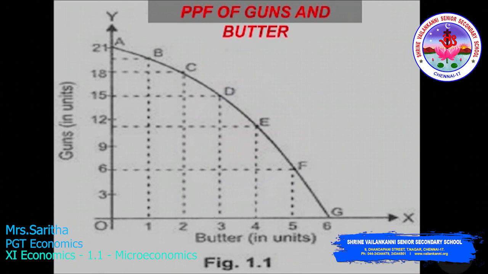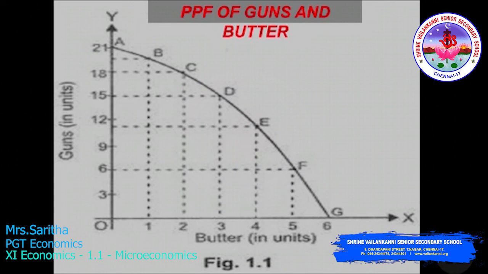In between, there are various possibilities like B, C, D, E and F. When you join points A, B, C, D, E, F and G, we get a curve. We'll call it AG, the production possibility frontier. The AG curve shows the maximum limit of production of guns and butter.